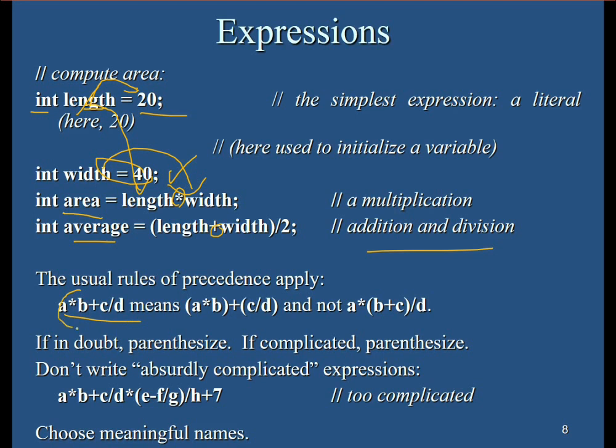What does it mean? It means first this one is to be computed, BODMAS type, and first this has to be computed, and not like this. This is wrong. So the normal precedence rule of mathematics would apply, and if in doubt, try to parenthesize. This is the best idea. Use parentheses. There will be no doubt, not in your mind, neither for the compiler. So if complicated, again parenthesize. Don't write absurdly complicated expressions like this. This is very complicated. Try to cool it down, write what is required and what is understandable. Choose meaningful names.